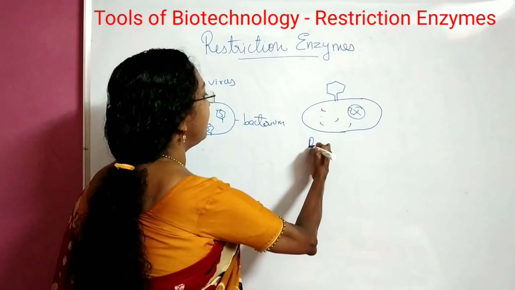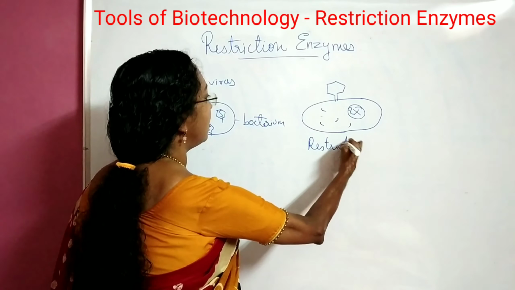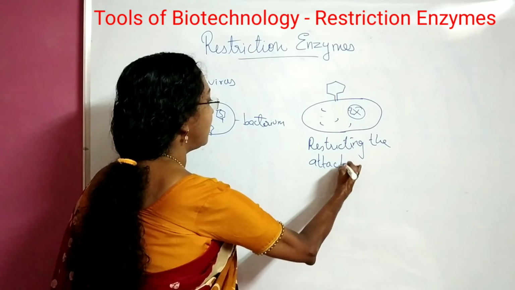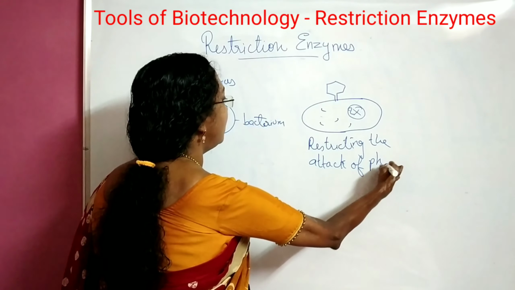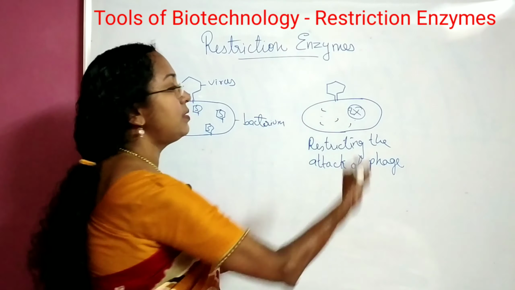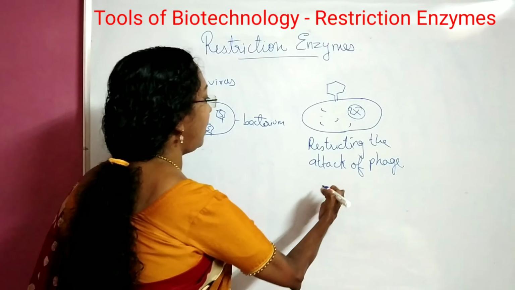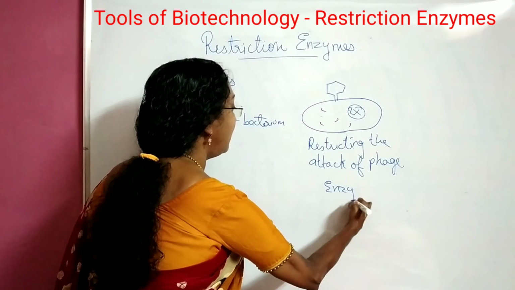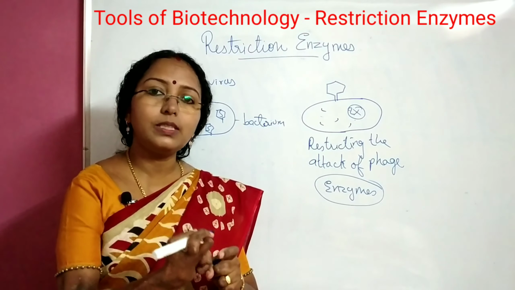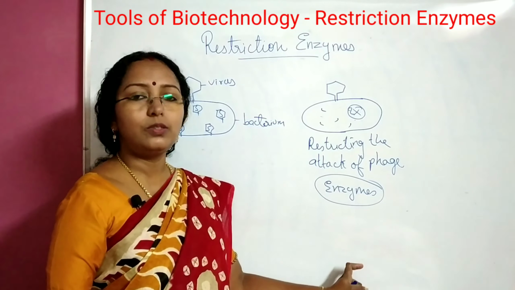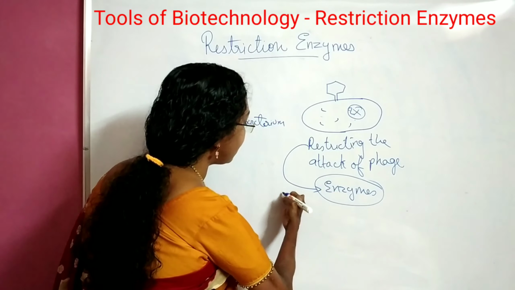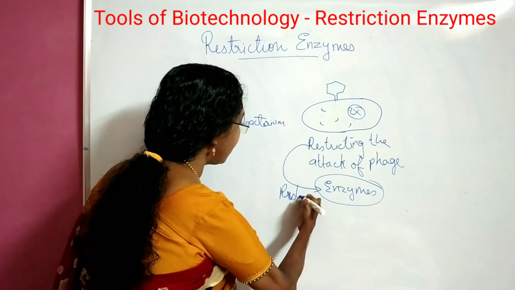The bacterium is restricting the attack of the bacteriophage. And then they wanted to find out what this something is, and eventually it was found that there are certain enzymes which are doing the function of restricting the attack of phage to this bacterium. And so they termed these enzymes restriction enzymes.